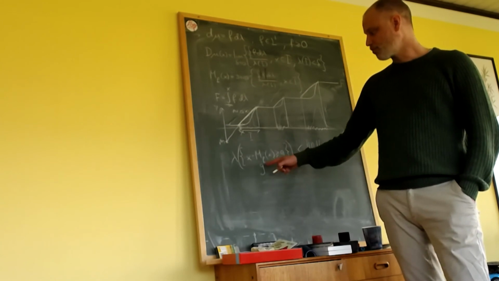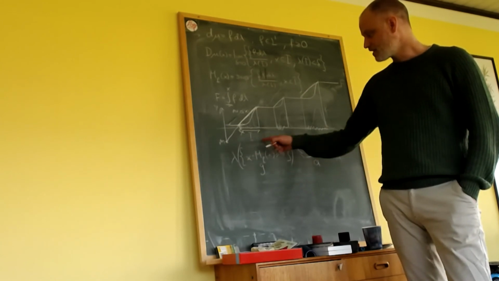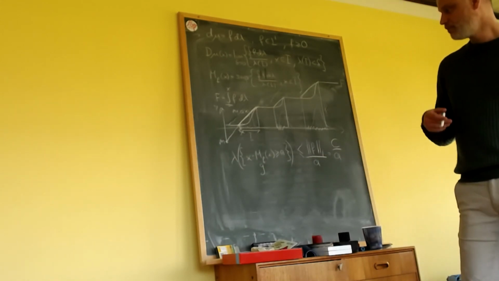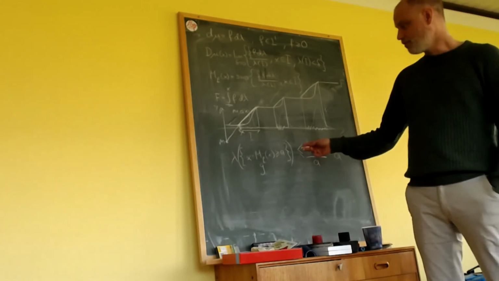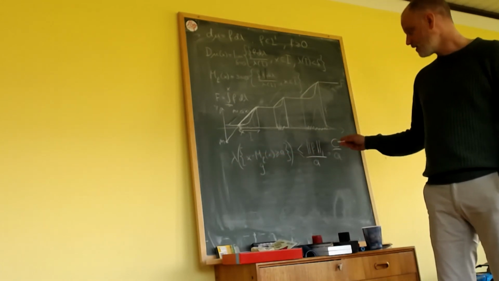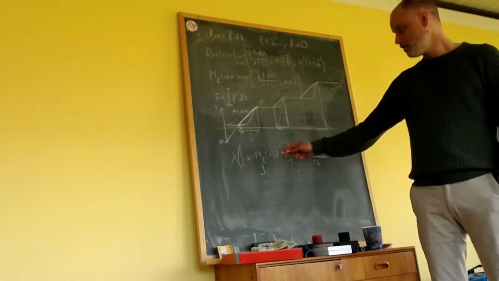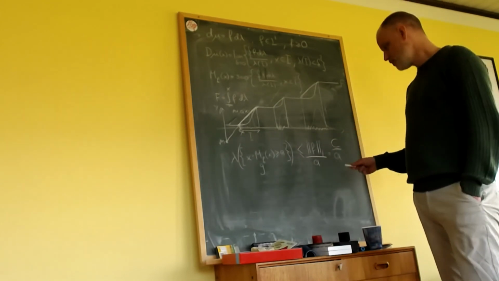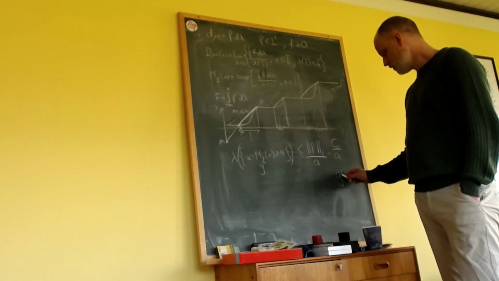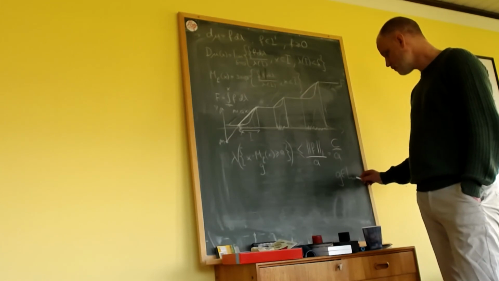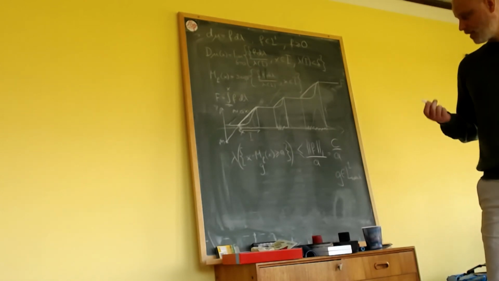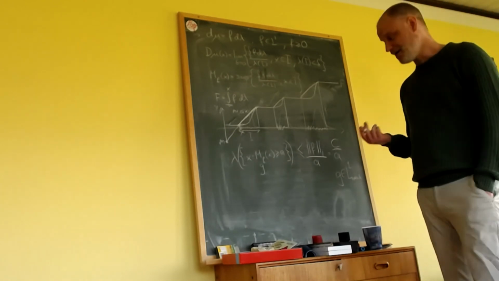So if g has the property that this level set of g, the Lebesgue measure of that is less than some constant divided by a, and if that's true for all a, then you say that g is in weak L1. So this is then weaker than being L1.